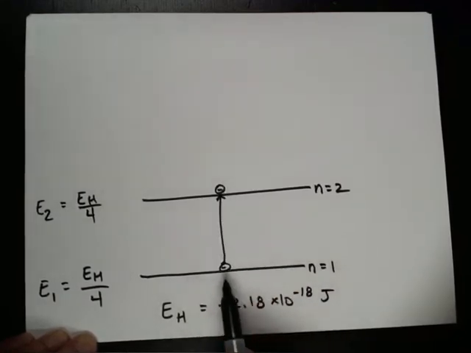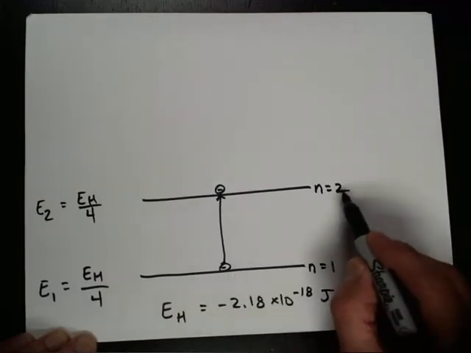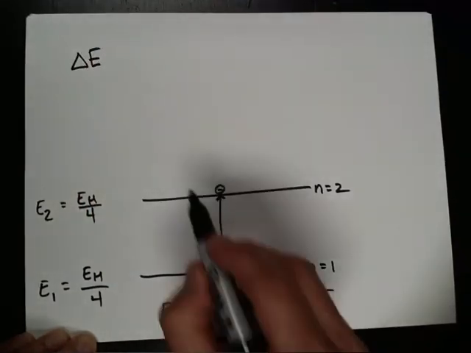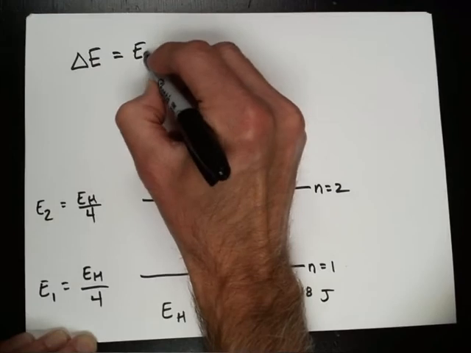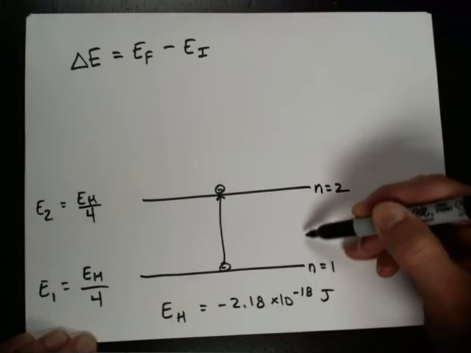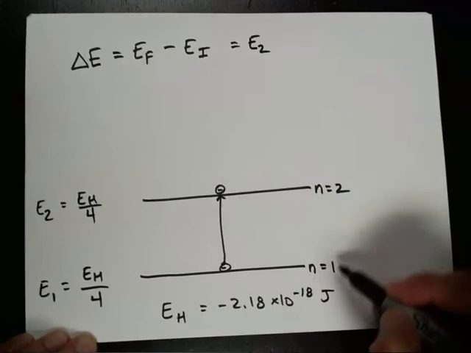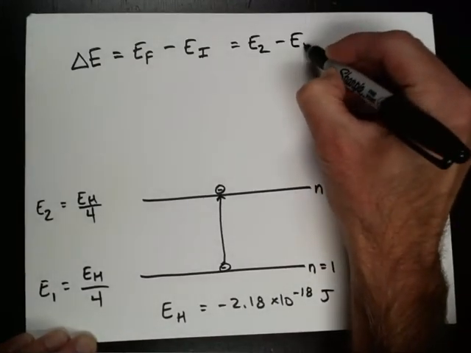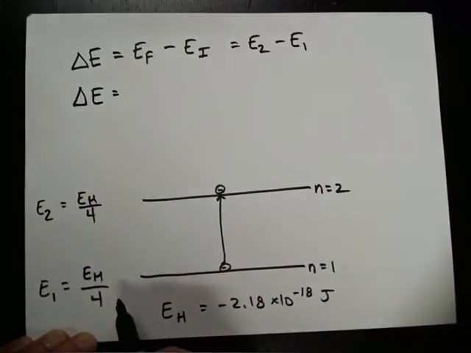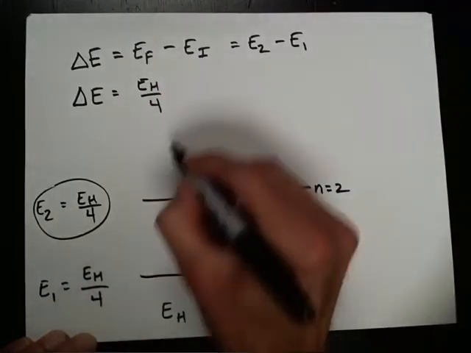And so if I want to find this change in energy, if an electron is going to move from the n equals 1 level to the n equals 2 level in hydrogen, we want to calculate the change in energy. That's going to be equal to the final energy minus the initial energy. If we're moving from the n equals 1 to the n equals 2 level, our final energy would be E2, and our initial energy in this transition would be E1. So that means we can calculate delta E. That's going to be E2, EH over 4, minus E1.